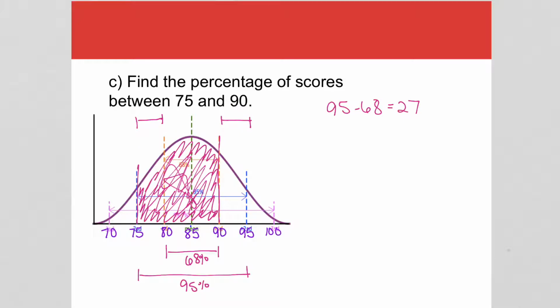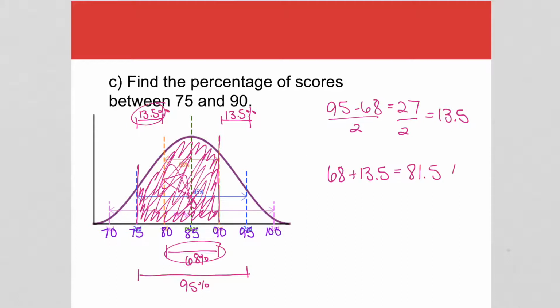If we divide that by 2, we get that each of these is 13.5%. So now all we need to do is take the 68 here and the 13.5 there and add them together. 81.5% of the scores are between 75 and 90.